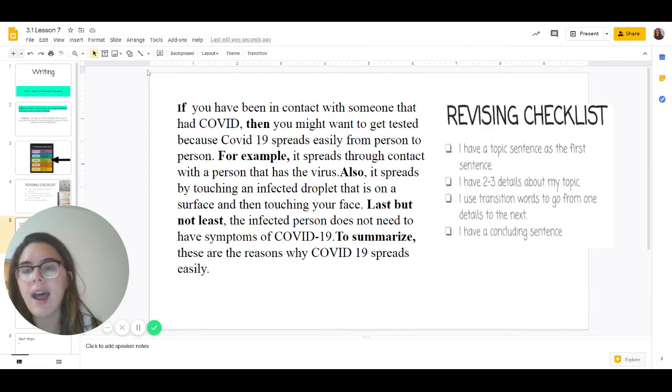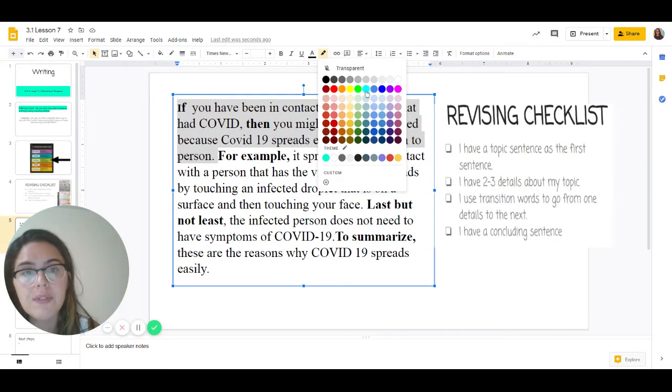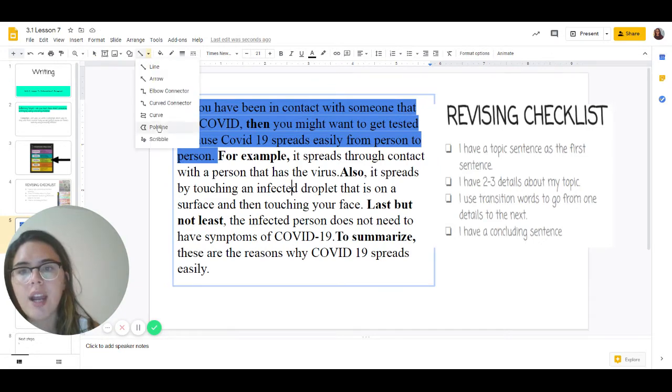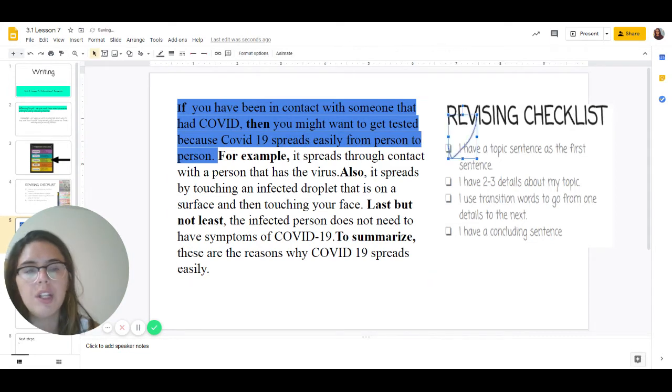I know that I'm going to be talking about ways that COVID-19 spreads. So I'm going to go ahead and highlight it a different color just so that it proves that I have one. So that's my topic sentence. And I'm going to check off in my checklist that I have a topic sentence because I see it there. So good. I don't need to work on that. I don't need to revise that.